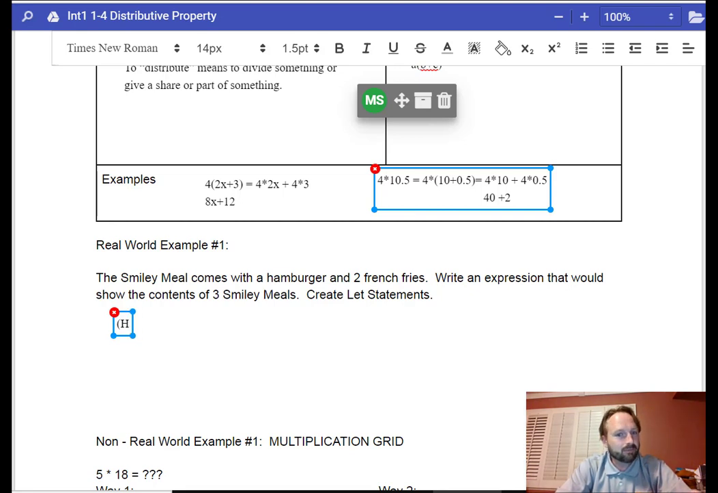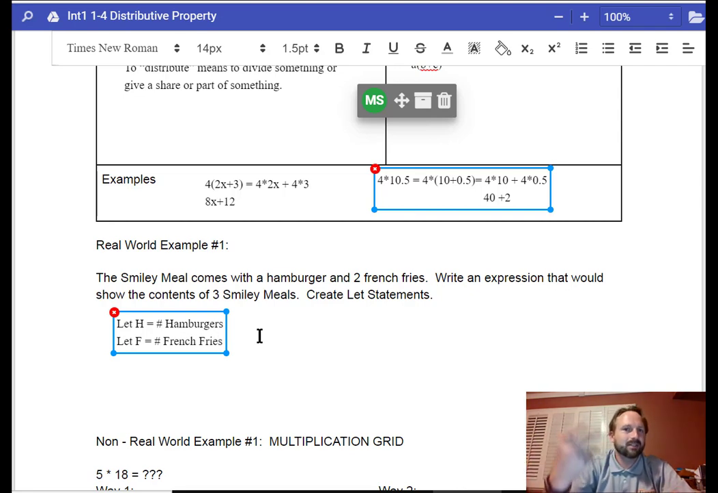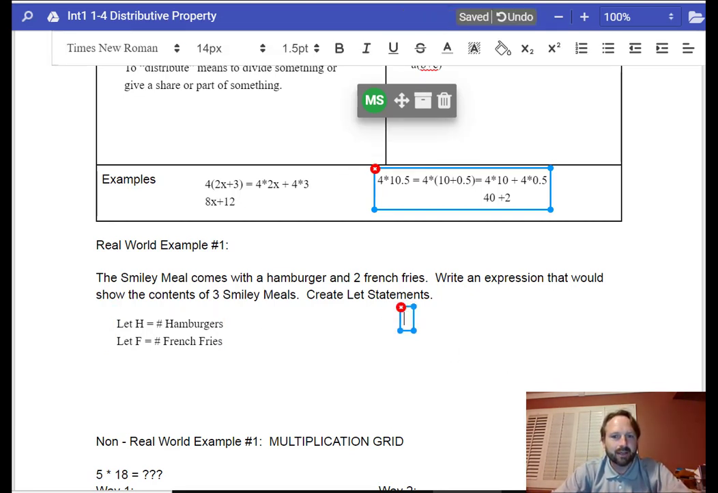First it says create let statements. I forgot to write that. So let H equal the number of hamburgers, and let F equal the number of French fries. Technically, it's going to be the order of French fries. Now that we have that, we can understand that the smiley meal is a hamburger plus 2 fries. How many meals did we say we're going to get? We're going to get 3.